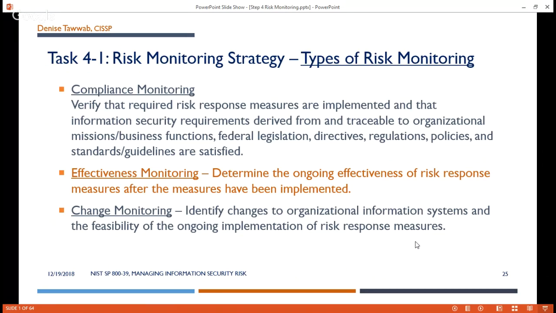Second type of monitoring, effectiveness monitoring. Determine the ongoing effectiveness of risk response measures after the measures have been implemented. And finally, change monitoring. Identify changes to organizational information systems and the feasibility of the ongoing implementation of risk response measures. So, what's changed in our information systems? Are they still secure, or do we need to do something else?